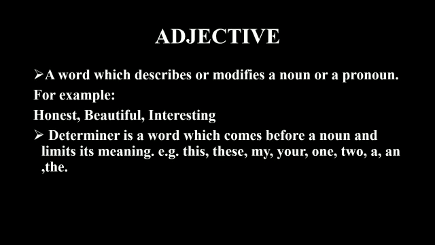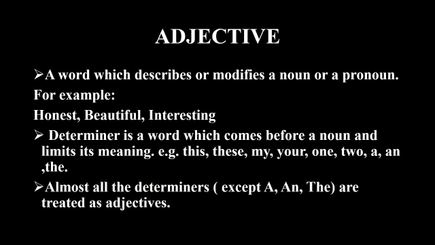So all the determiners in the English language are classified or categorized as adjectives, but with an exception. There are three determiners, a, an and the. Except these three, which are called articles, as you all know, all other determiners are also treated as adjectives in the English language.